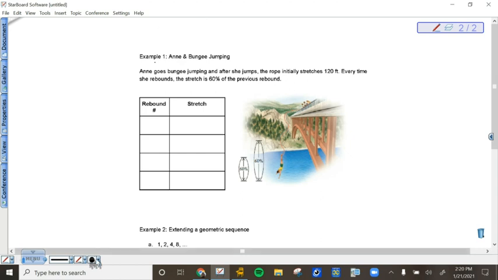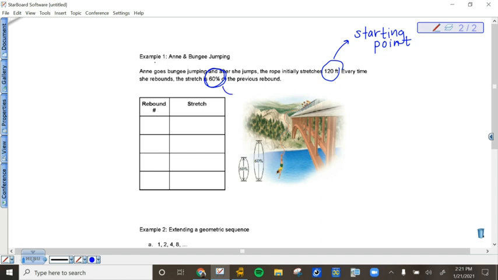So our recursive rules require two pieces, a starting point and a rule to move from term to term. Our starting point here is 120 feet. And then our recursive rule is right in here. So we're saying the stretch is 60% of the previous jump. That means that we multiply the previous jump by 60%.